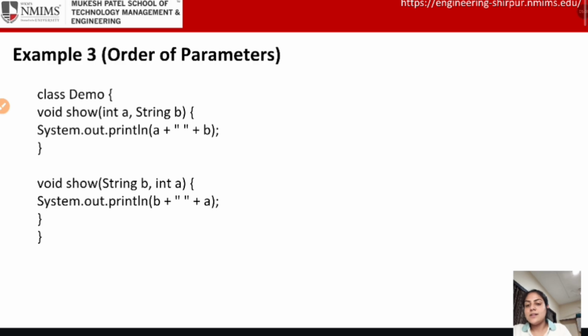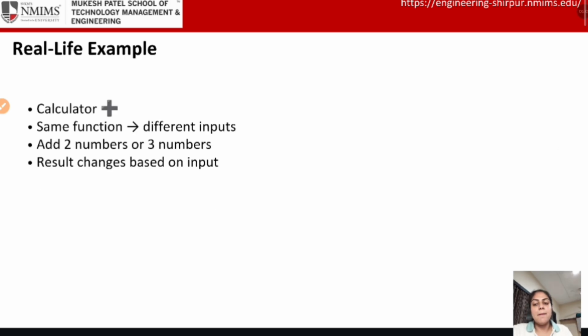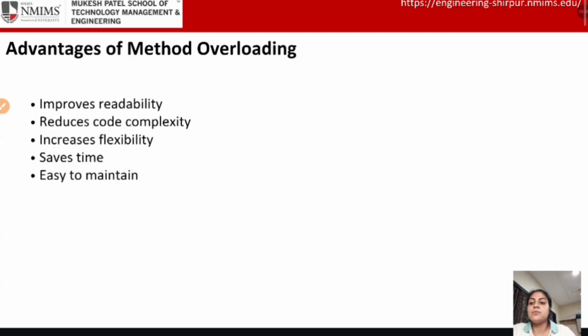Now let's understand a real life example of this. Let's take a calculator. A calculator performs addition of two numbers or three numbers. The function is the same but the input changes. This is exactly how method overloading works. The result also changes based on the input, as we can take two numbers, three numbers, or multiple numbers. Now moving to the next slide.